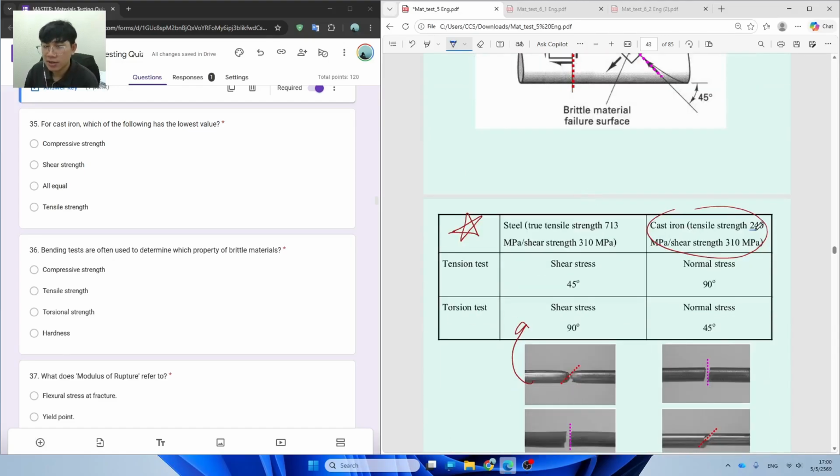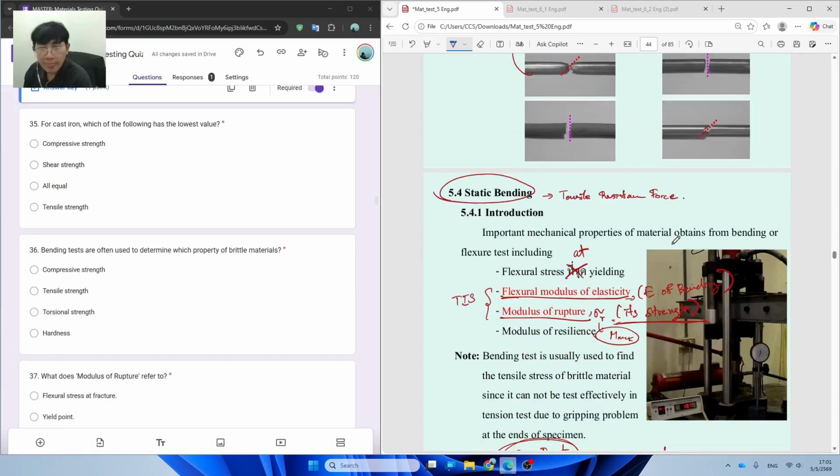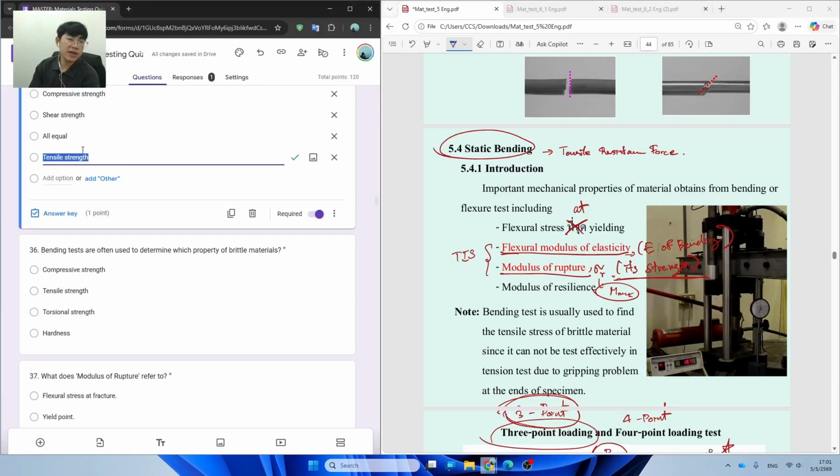Because this has already been told, for the tensile strength, it can resist up to only 240, compared to the steel, which can reach up to 713 megapascal. And if you compare shear strength, it's almost similar. Cast iron has the lowest for the tensile strength. Okay, the weakest one of the cast iron.